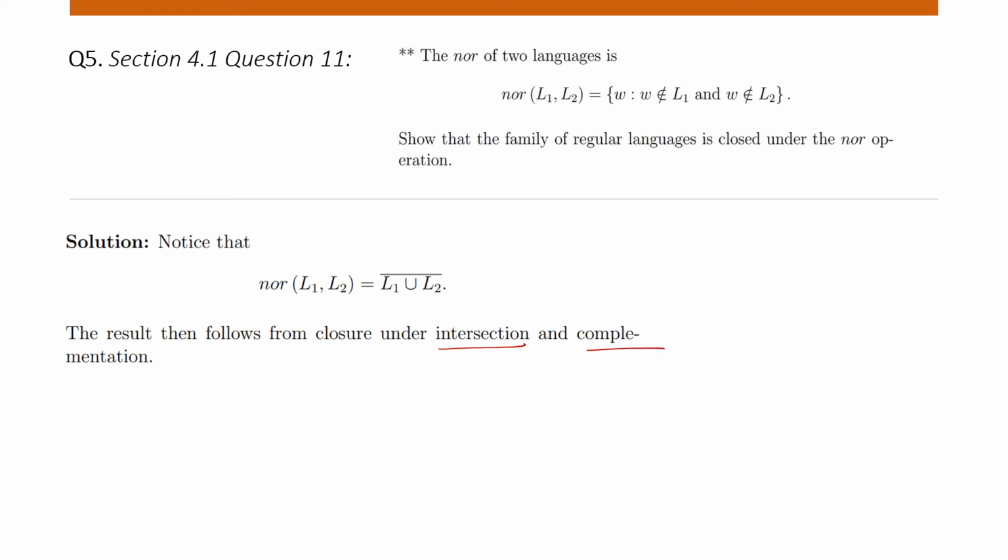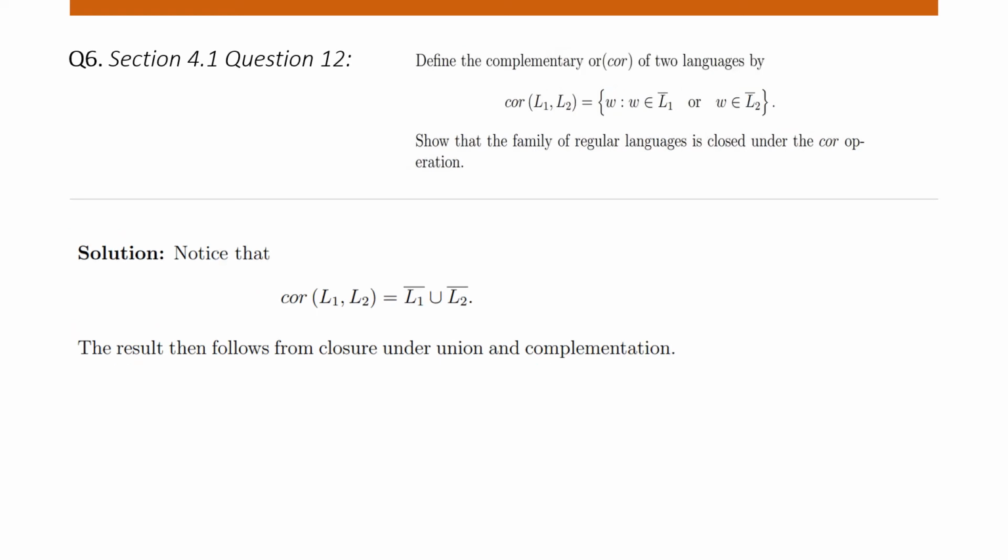The NAND of two languages means that the string is not in L1 or it's not in L2. So you take the complement of L1 and you union that with the complement of L2. And again, you can see that regular languages are closed under union and complement.